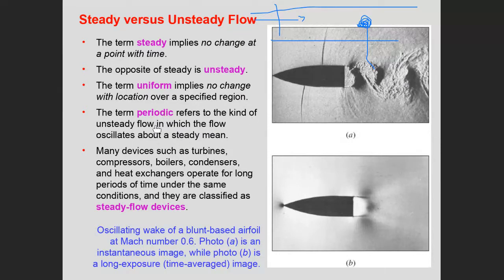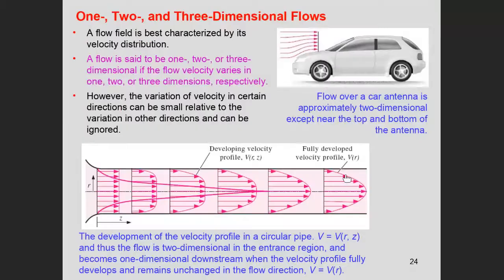Periodic refers to a kind of unsteady flow in which the flow oscillates about a steady mean, right? So usually, gentlemen, when we analyze fluid flow, we assume it is a steady flow. But what I want you to understand is that the word steady means not changing with time. One, two, and three-dimensional flows. This is still classification of fluid flows.